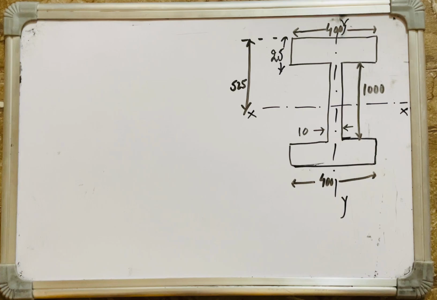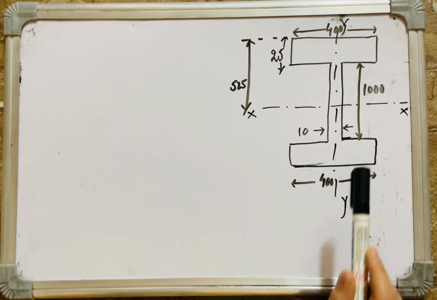Now that the trial section of the plate girder for our steel trussed bridge is ready, we have designed this. This is the plate girder, the trial section of it. The trial section for designing the cross girder for our steel truss bridge is ready.